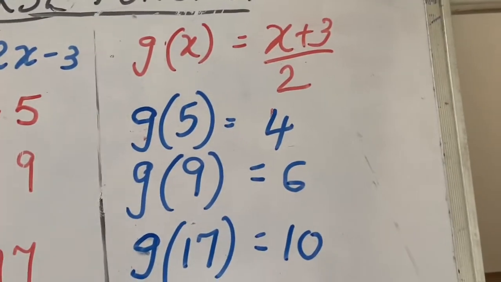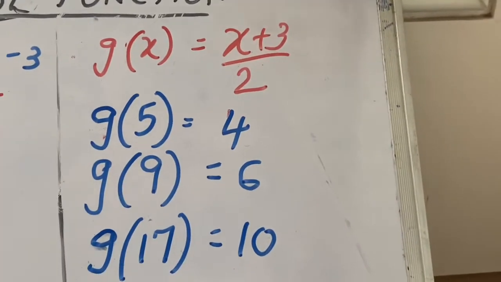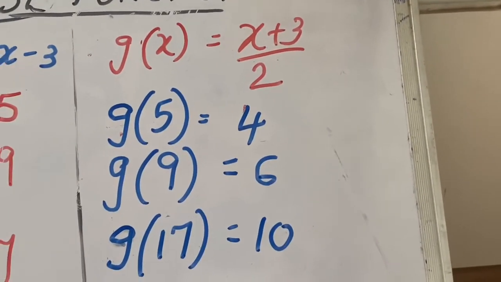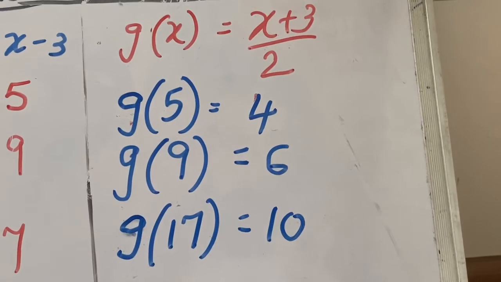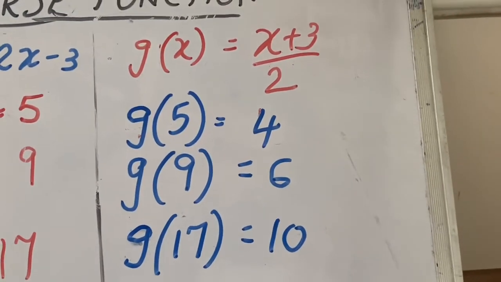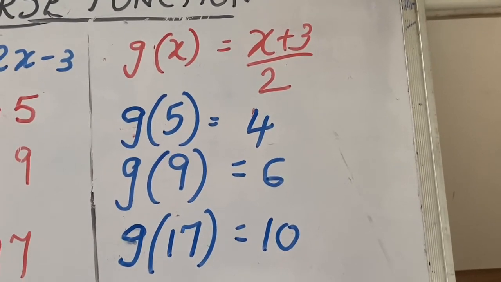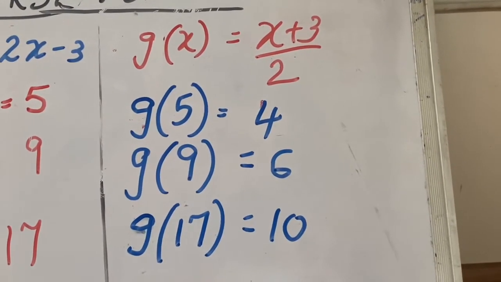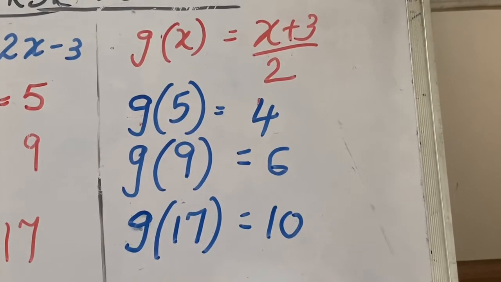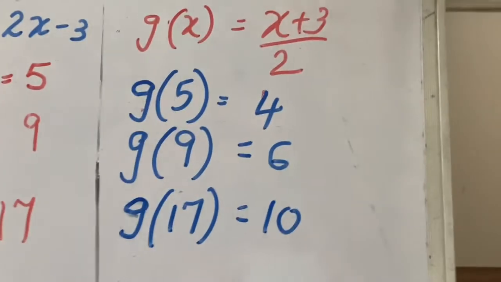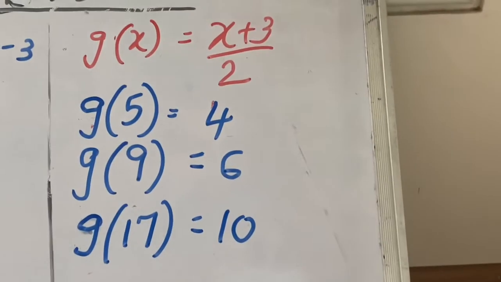Let's say I have another function g of x which is (x plus 3) upon 2. For different inputs, let's check. If my x is 5, my corresponding output is 4. If my input is 9, my output is 6. If my input is 17, my output is 10.